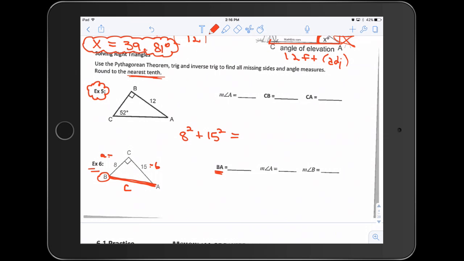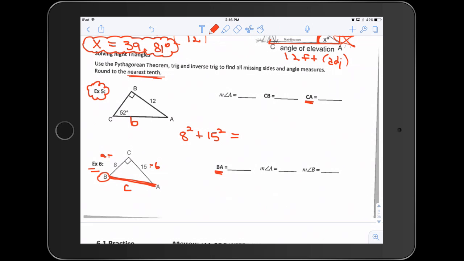So in example 5, you're going to be finding this side, actually the big side, and that's side B, which is the same thing as CA. So always the side and angle across from each other are related as far as naming goes. You use lowercase for side lengths, uppercase for angle measures.